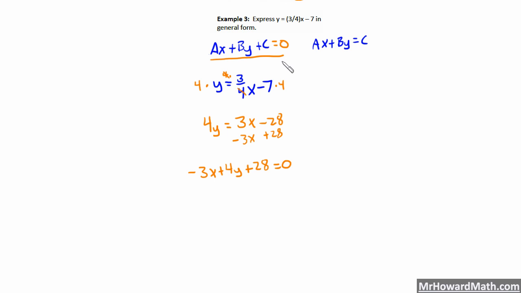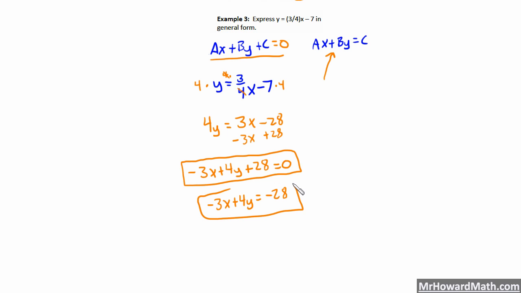I need to add the equals 0 up here, by the way. I forgot that in the beginning. Okay, so final answer right here. If we wanted to write it in this form, we also could do that, and we would have just left the negative 28 over here. So another way to write it would be negative 3x plus 4y equals negative 28. Okay, really either form is acceptable. Alright, let's move to the next example.